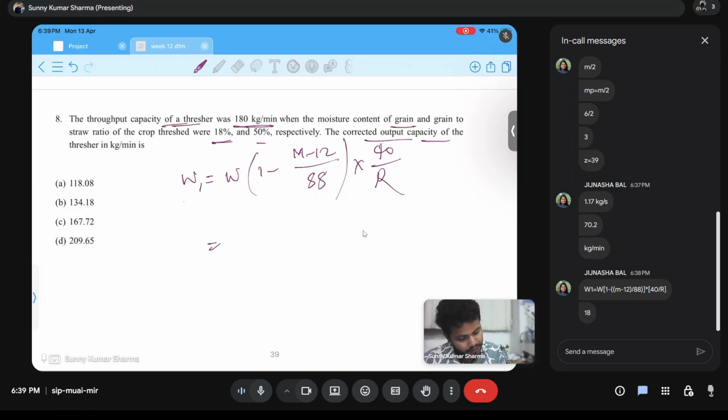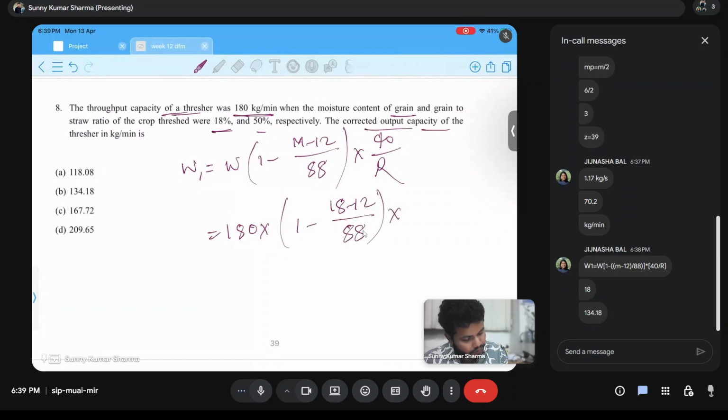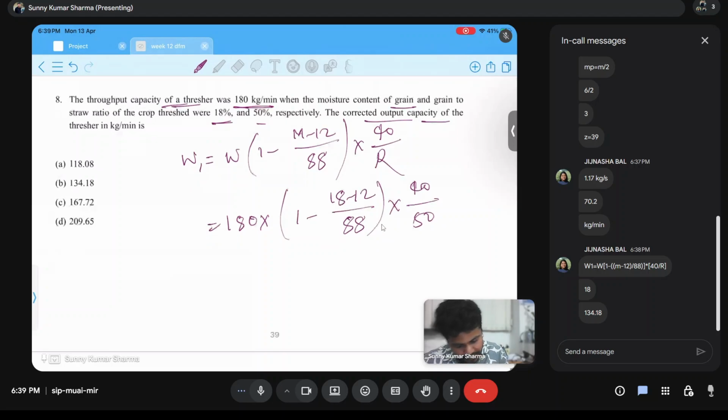So our corrected output capacity we can calculate directly. 180 into 1 minus 18 minus 12 by 88 into 40 by 50. Yes, you are correct. So what you are getting? 134.18. So option B is correct.